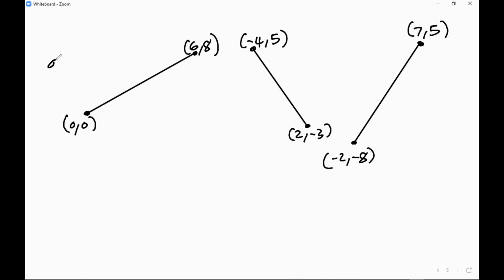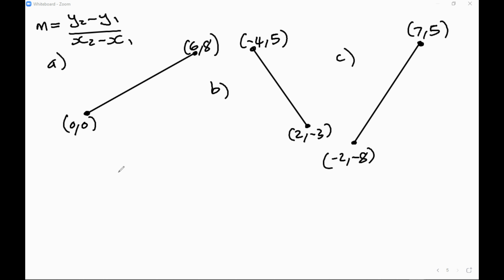All right, so question A, question B, and question C. Get me the gradient. Don't forget the formula: y2 minus y1 over x2 minus x1. And let's see if you can get each of these. Try it. After you're done, I'll go through it. All right, let's go through it now.